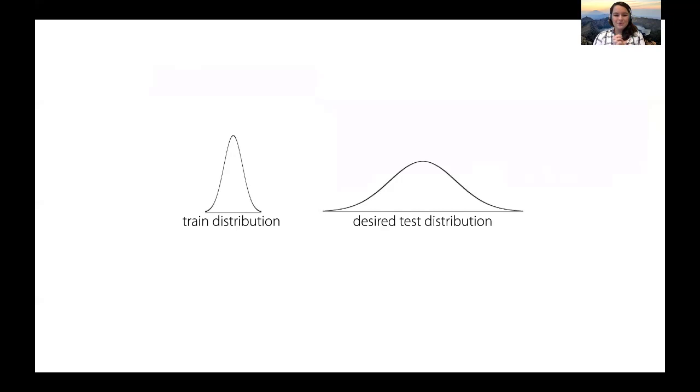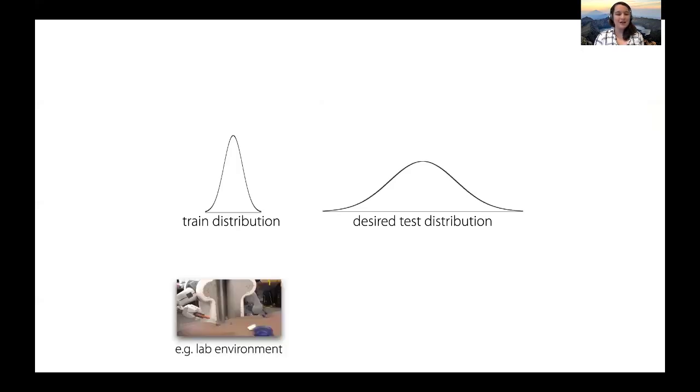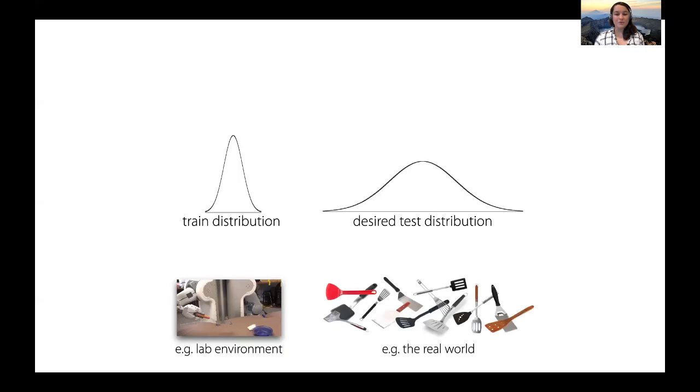When thinking about generalization, I think we often find ourselves in a situation where our train distribution is narrower than the kinds of situations we hope to be able to generalize to at test time. For example, maybe our train distribution is data collected in a lab environment or data collected in simulation. And the desired test distribution may be the real world, where you could encounter many different objects and many different environments. So how might we go about solving this problem?